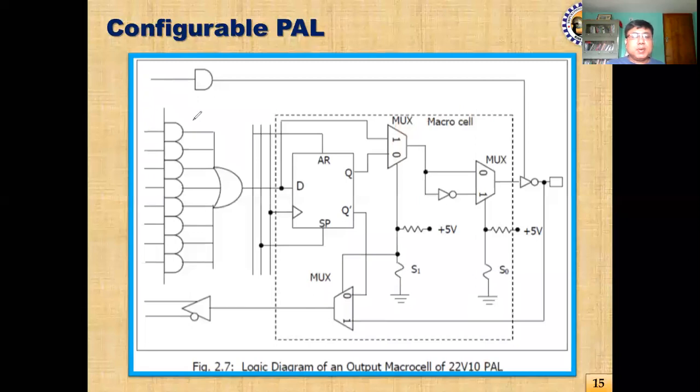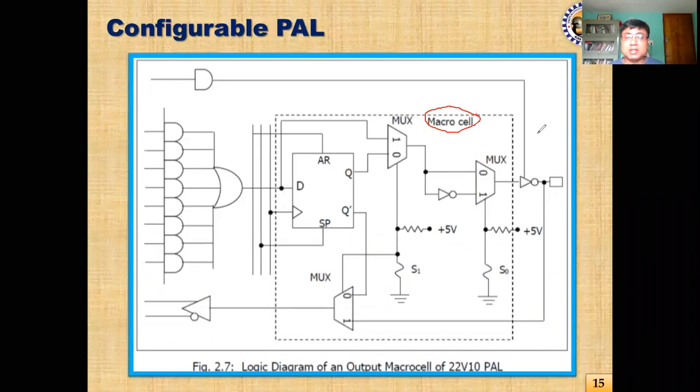See, in the configurable PAL, you can see there is a macro cell. এই যে dotted box line এর ভিতরে যেটা রয়েছে, okay, so this is called macro cell. This is called macro cell. Now, what is the capability and what is the functionality of the macro cell is that, see, the output of the OR gate is going to a flip-flop. So this is a D flip-flop.